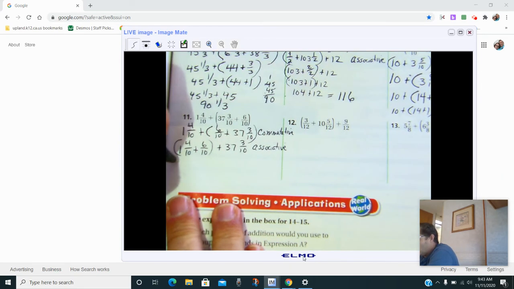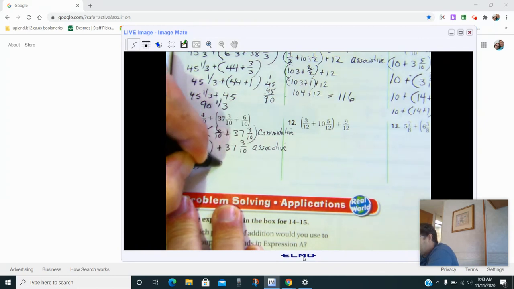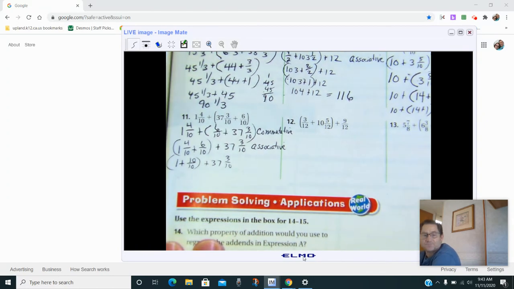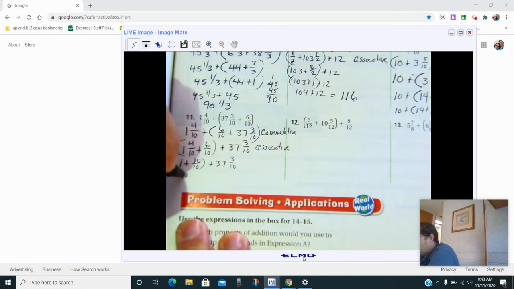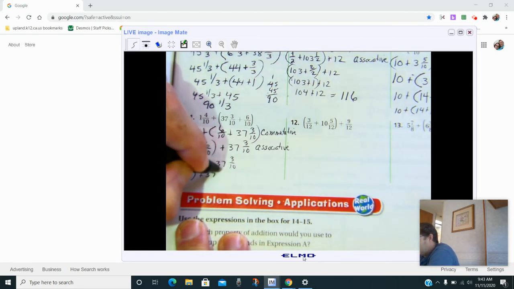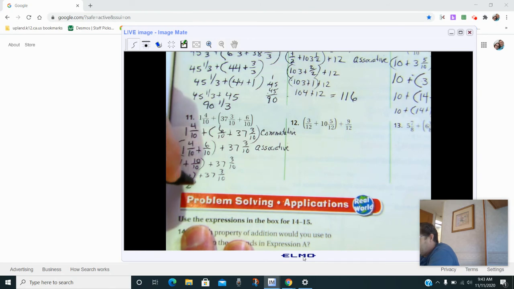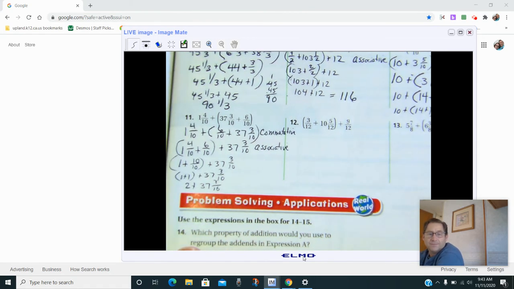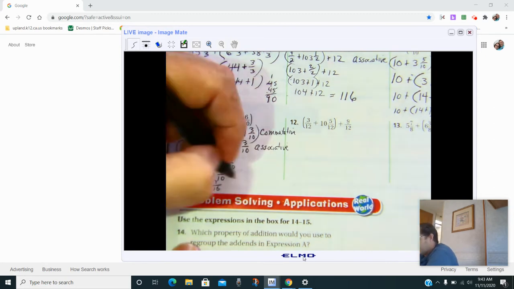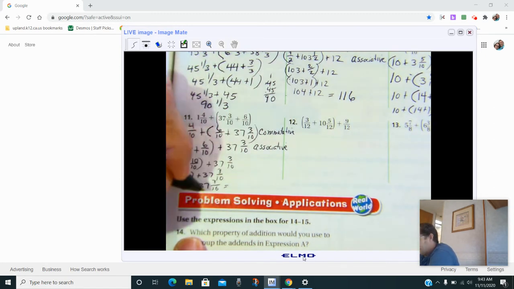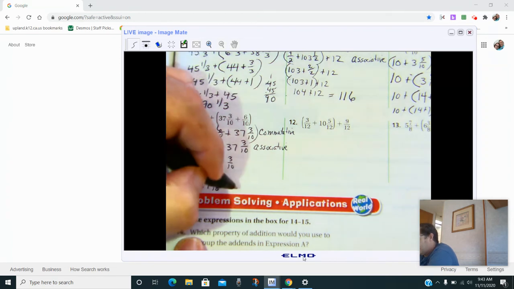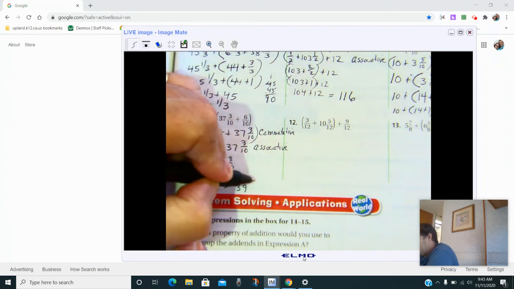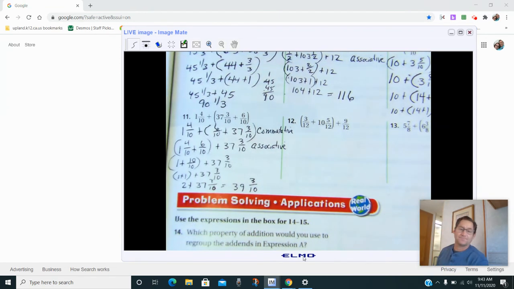So now we can go 1 plus 10/10 plus 37 and 3/10. 1 plus 1 plus 37 and 3/10. Okay, 1 and 1 is 2 plus 37 and 3/10. So that's 39 and 3/10.